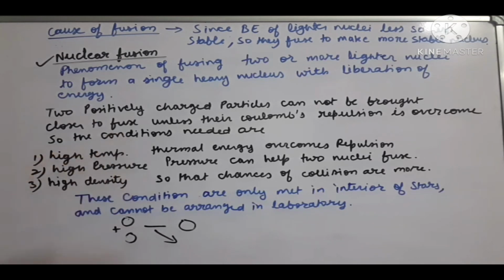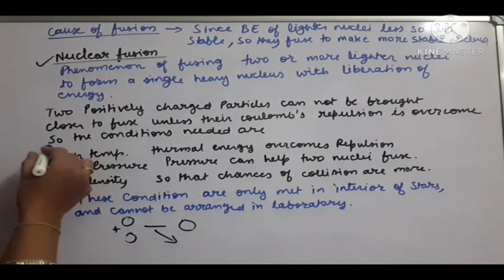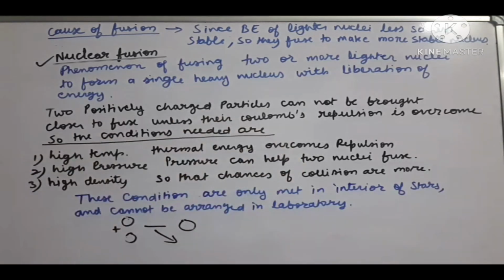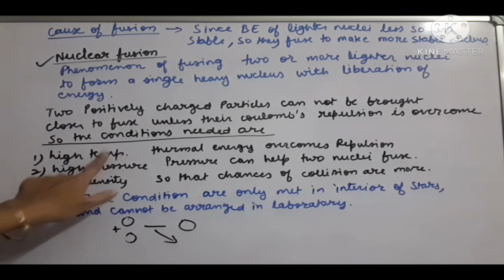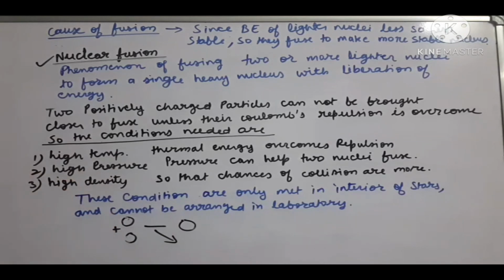So basically there are three conditions needed so that fusion easily takes place. What are the conditions needed for fusion? High temperature, high pressure and high density, these are the three requirements. Now how can they help? First of all, we keep a very high temperature, around 10 raised to power 7 Kelvin.